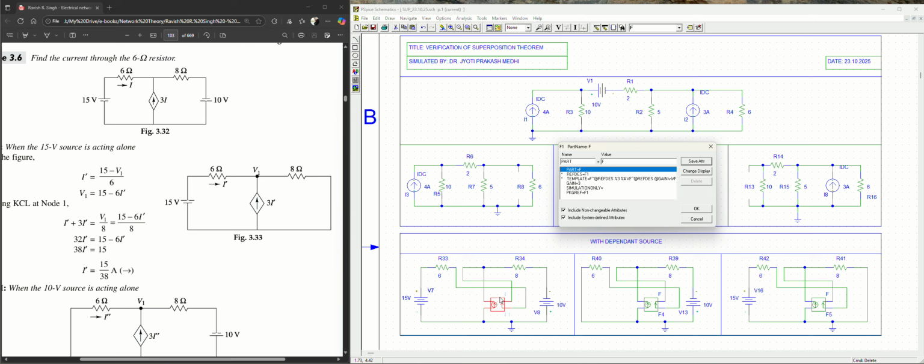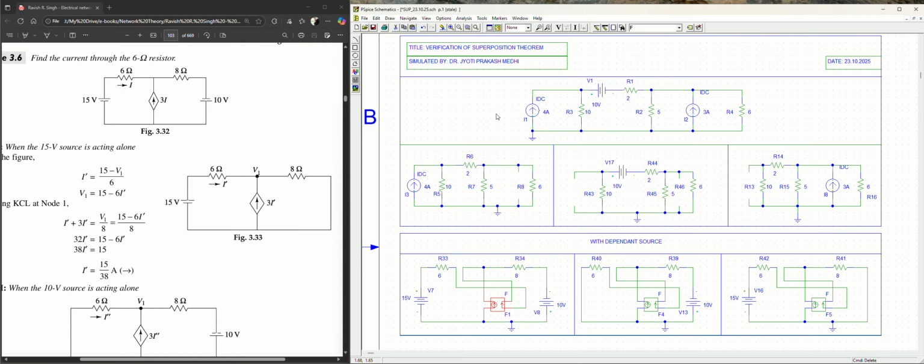The value of this is 3I dash, or 3I, so the gain should be 3, so we are putting the gain as 3. Now the remaining are the two superposition circuits, where in the first the 15 volt is removed and replaced by a short circuit, and in the second circuit the 10 volt is removed and replaced by a short circuit.